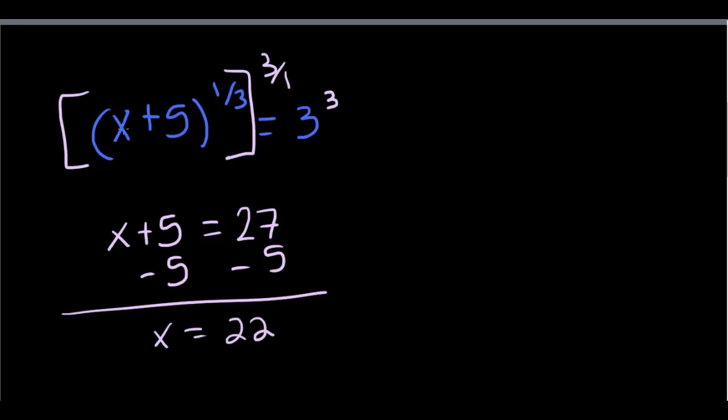And if you go back and test the answer, you will have 22 plus 5 is 27. Cubic root of 27 is 3. 3 equals 3, so this one is really the answer.